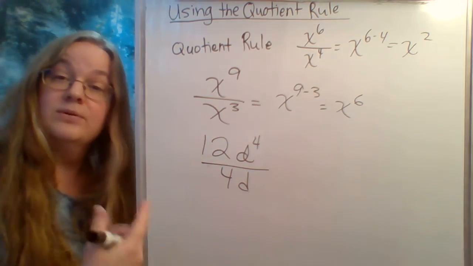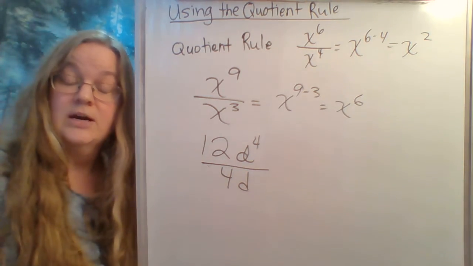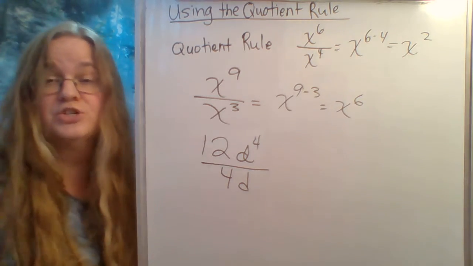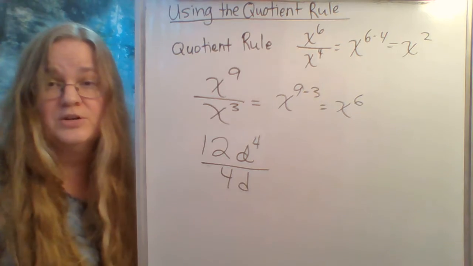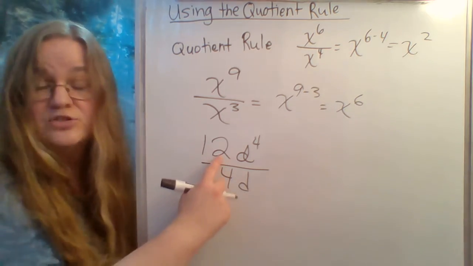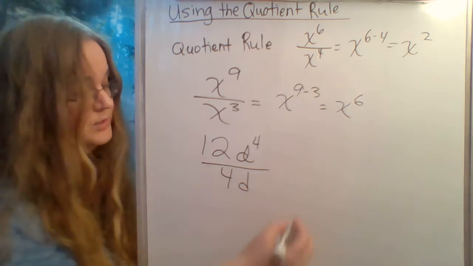Okay, let's say I had 12d to the 4th divided by 4d. Now, remember that when we did the power rule and the product rule, for instance, if we had a coefficient, we just treat them like we normally did. So for the product rule, we just multiply them together. So in this case, you're just going to divide these. You're going to simplify it like you normally would with a fraction.